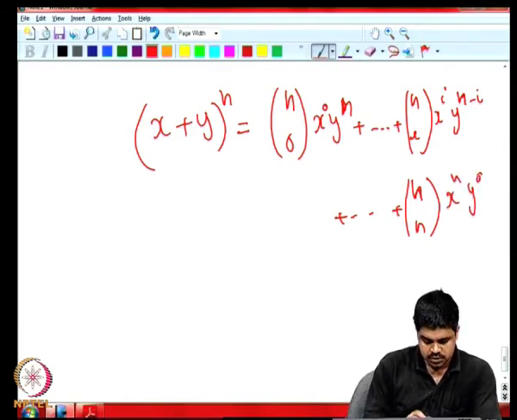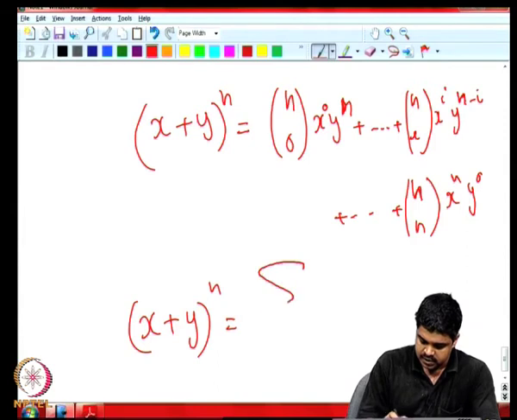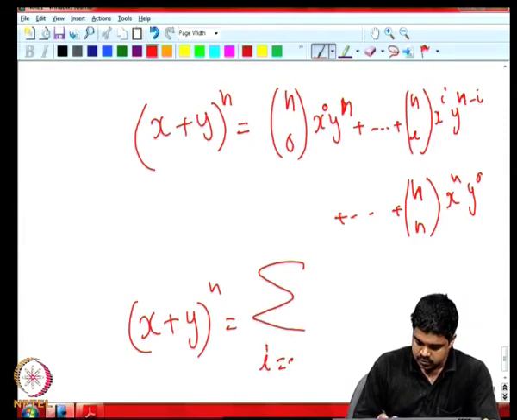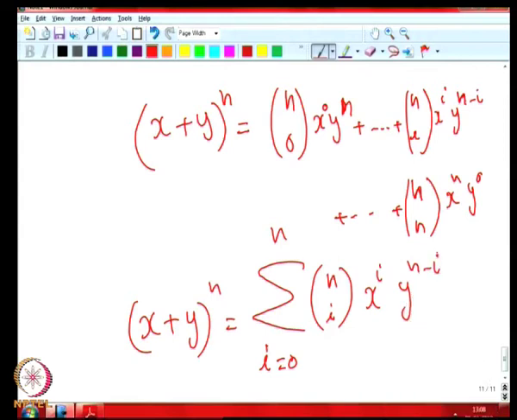If you want a more compact way of representing this, you can write it like this: the sum for i equal to 0 to n of n choose i into x raised to i into y raised to n minus i. This is what we first wrote.